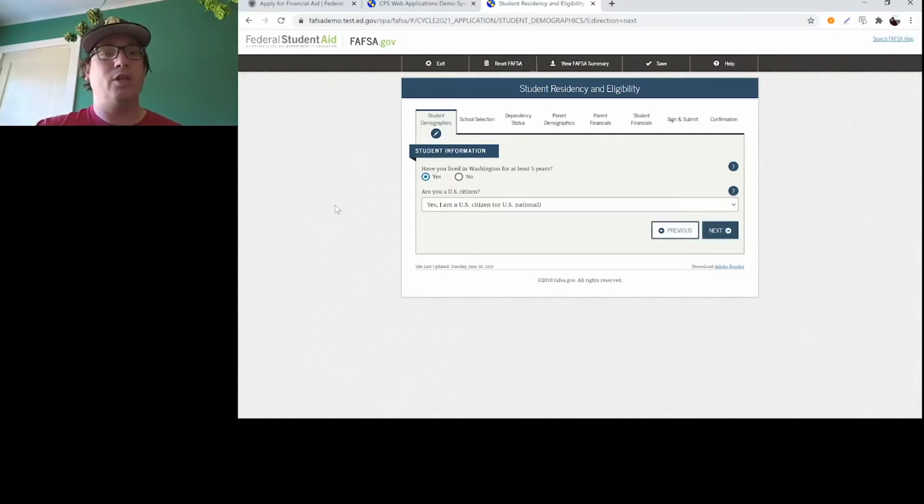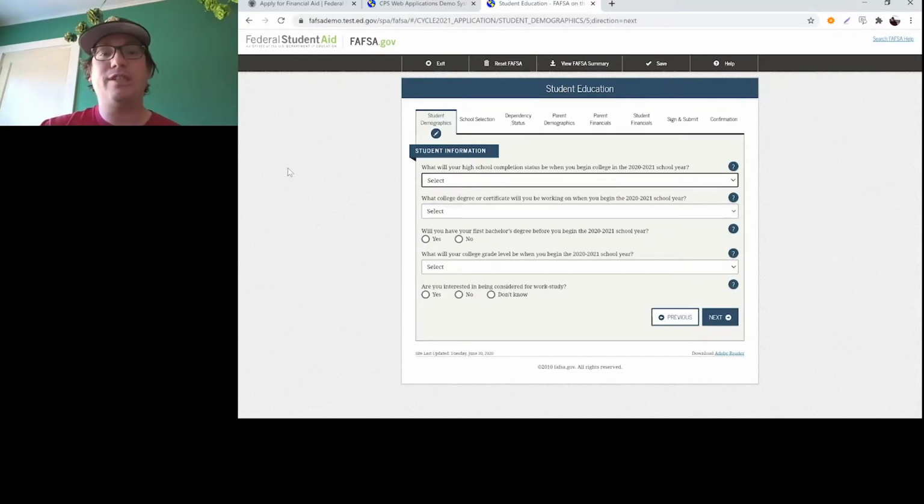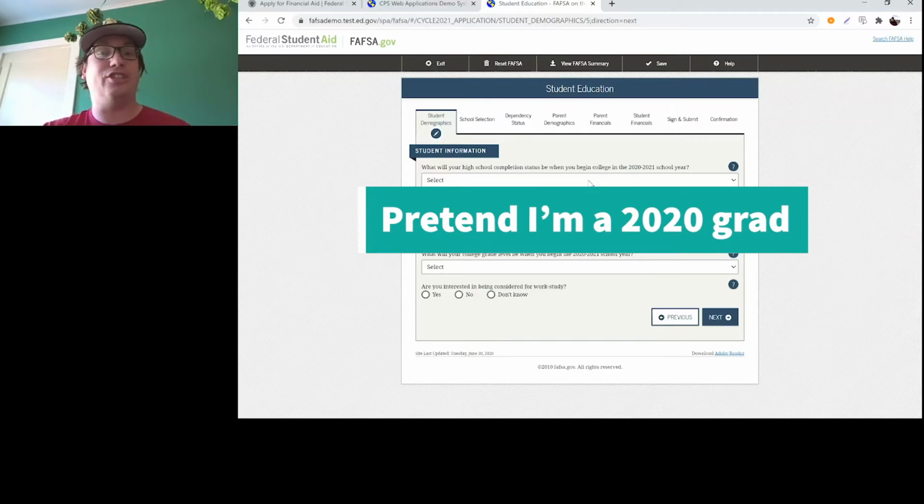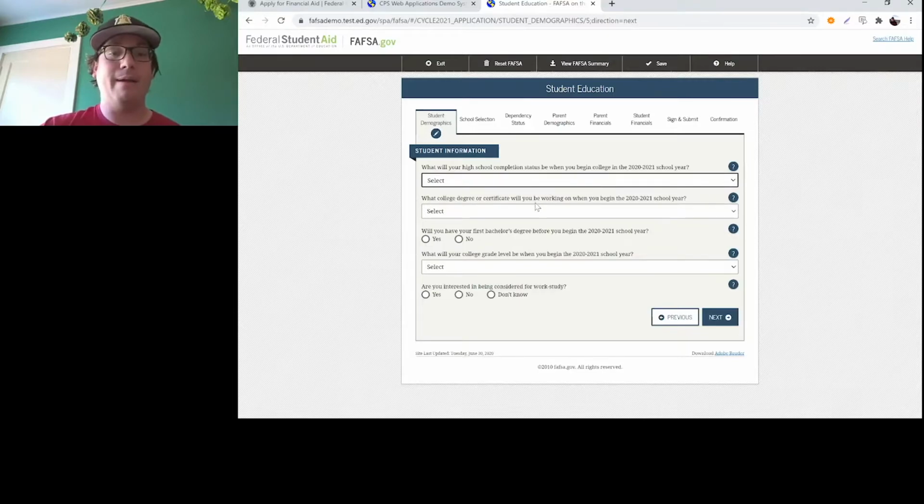So we move on. These are some key questions for you to answer, okay? When you complete the FAFSA, this will be a different year. You will have 2021 to 2022. That's where you're going to be going to college. I'm going to complete this like I just finished high school this year, okay? That means my completion status, I will have just got my high school diploma. Most students, when they do the FAFSA, it's going to be high school diploma there.